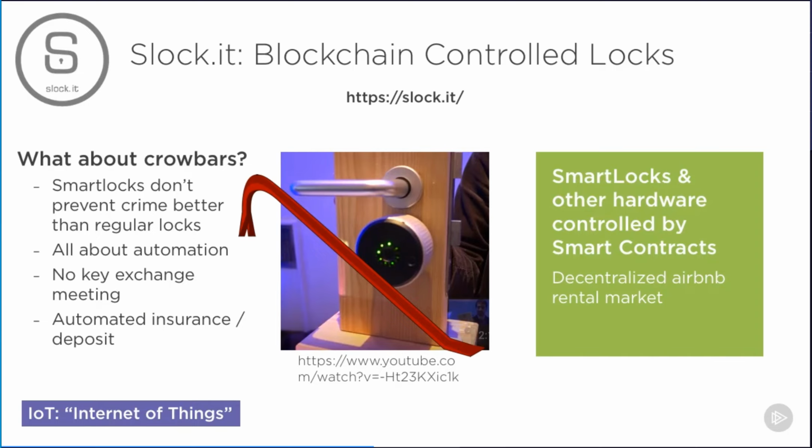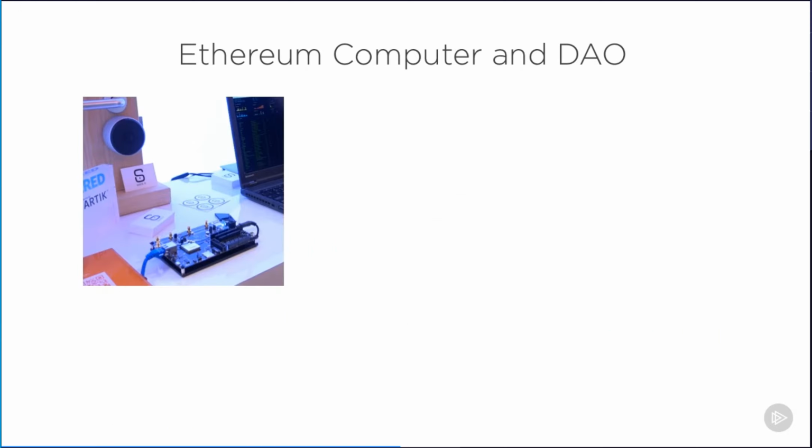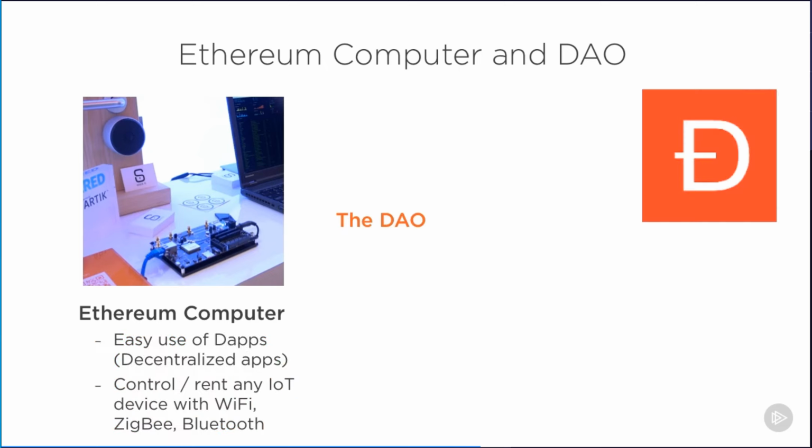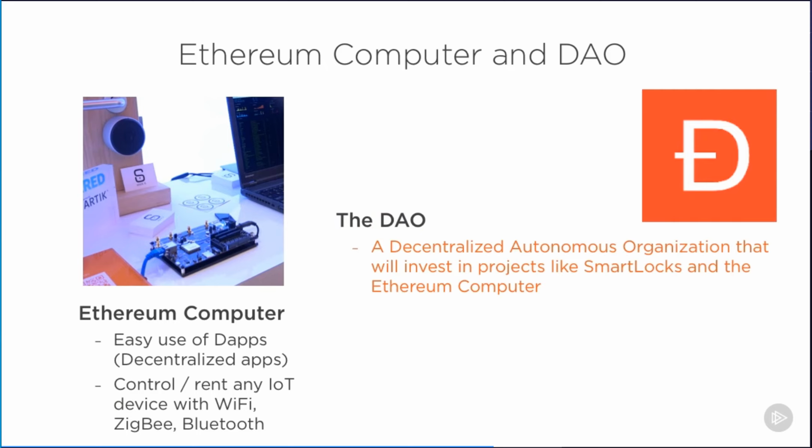The Slockit company is fascinating because they are developing much more than smart locks. A $100 Ethereum computer is in development that will allow easy browsing and use of dApps and control over any IoT device with Wi-Fi, Zigbee, or Bluetooth. Slockit has also recently launched a massive DAO, or Decentralized Autonomous Organization.